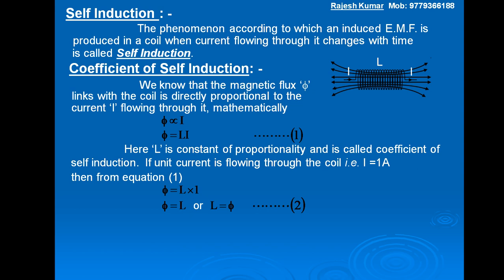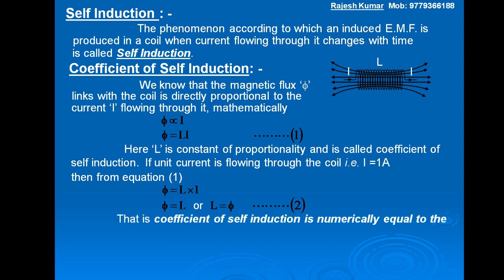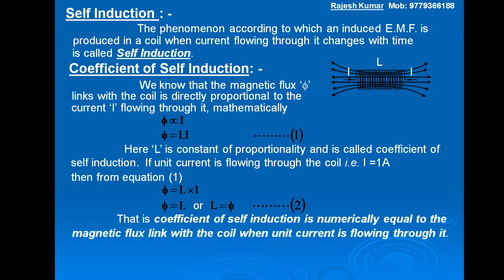Let it be equation number 2. That is, the coefficient of self-induction is numerically equal to the magnetic flux linked with the coil when unit current is flowing through it. That is, if unit current is flowing through the coil, the magnetic flux linked with the coil is equal to the coefficient of self-induction.